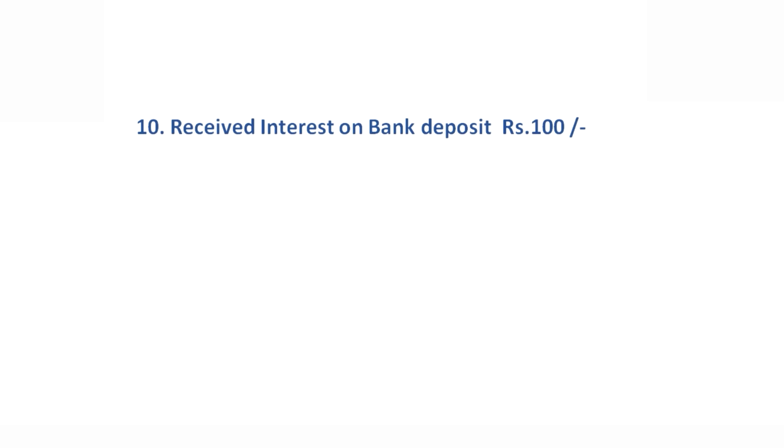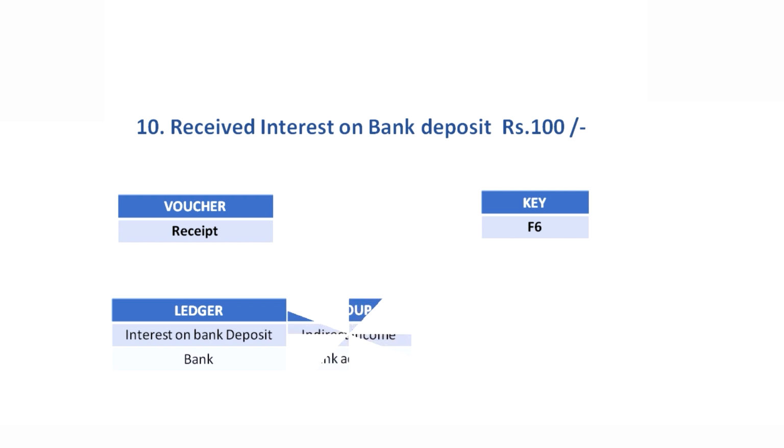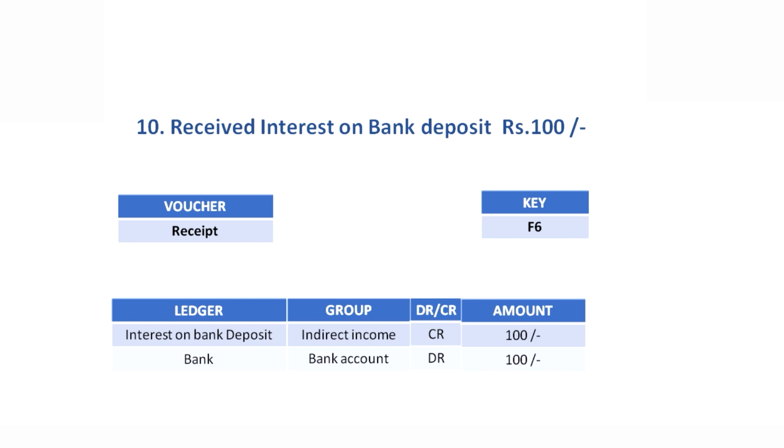Received interest on bank deposit rupees 100. So even this will be passed in receipt voucher. The shortcut key is F6. So we required two ledgers in the name interest on bank deposit and bank. So the bank ledger is already created. We'll create interest on bank deposit under indirect income and we credit interest account and debit bank account with a value of 100.